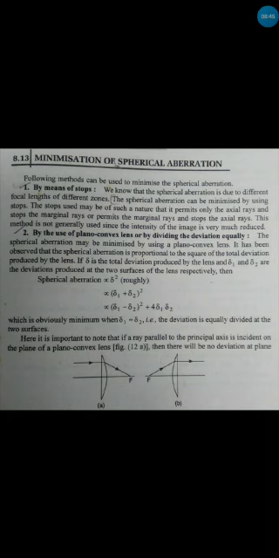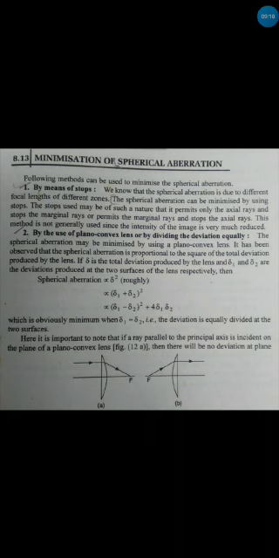Second method, by the use of plano-convex lenses or by dividing the deviation equally. So the spherical aberration may be minimized by using a plano-convex lens as shown in the figure. It has been observed that the spherical aberration is proportional to the square of the total deviation produced by the lens. If delta is the total deviation produced by the lenses, delta 1 and delta 2 are the deviations produced at the two surfaces of the lens.